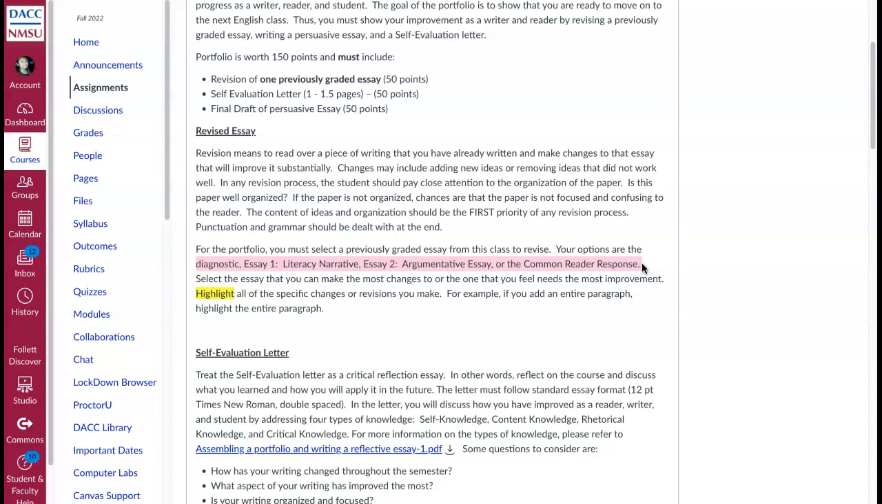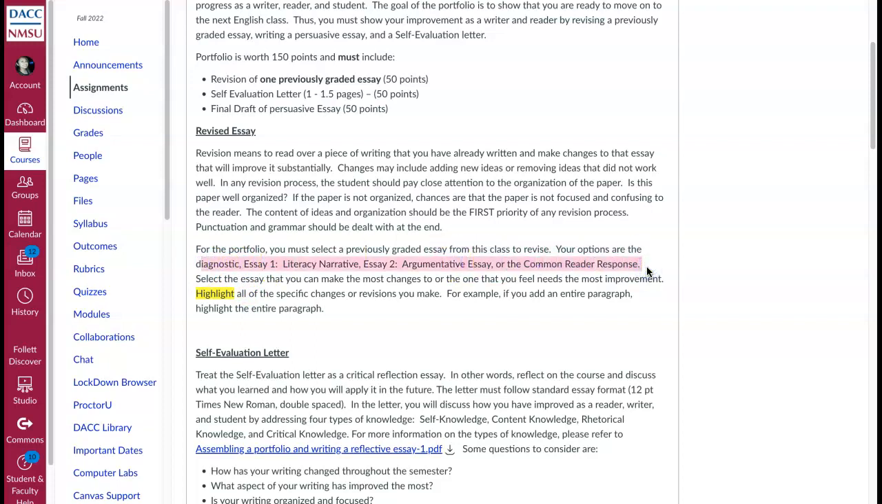Typically, I would suggest to pick the one that you feel you can improve the most on. Like for example, the diagnostic, we did that at the very beginning of the semester. So you might have learned a lot since then. Now you might know how to write a summary. You should know how to write a response. So this one would be a really good one to go ahead and fix and improve. However, like I said, you can go ahead and revise any one of these.